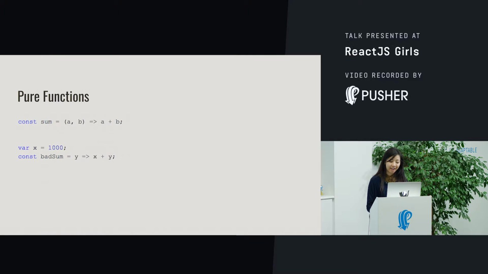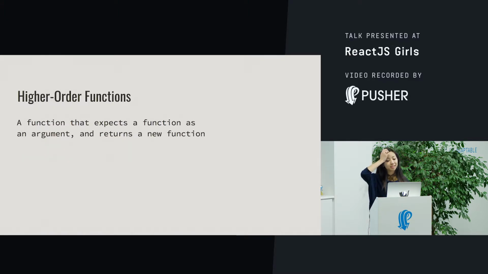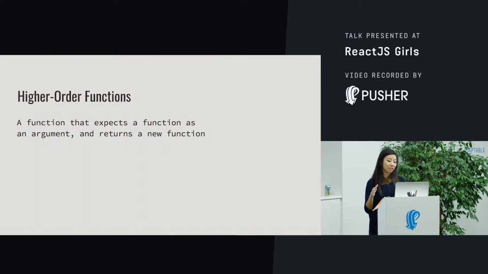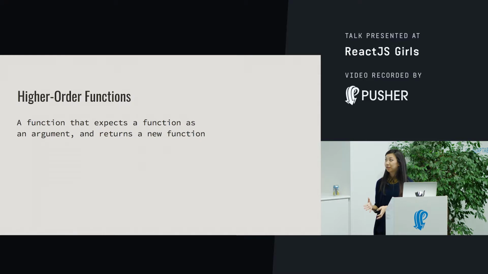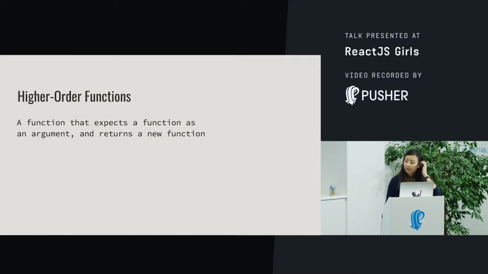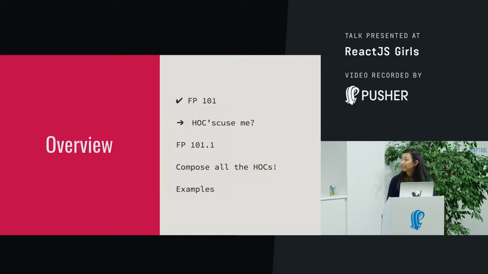Okay, so the next thing is a higher order function. Quite simply, it's a function that expects a function as an argument, and then it returns a new function. I'll go over this a bit further in the next part.